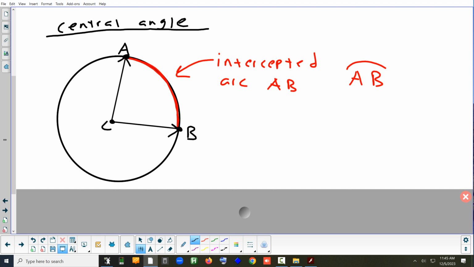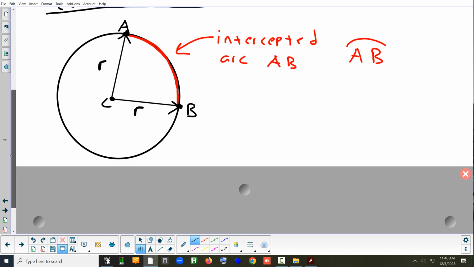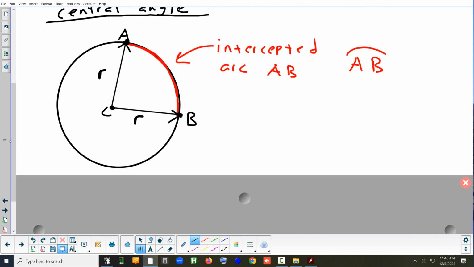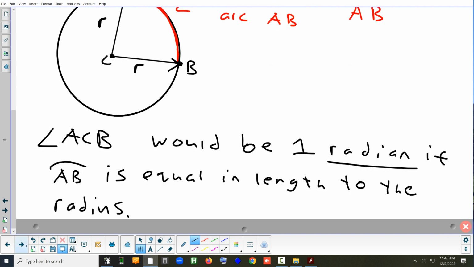The distance from here to here, segment CB, what is that called? Radius. That's the radius. How about distance from A to C? Radius. That's also the radius. Now, arc AB has a length as well. If you took a piece of string and measured the length of arc AB, and then you straightened it out, and it came out to exactly the same size as the radius, then what you would have here is a picture of 1 radian. So 1 radian on a circle looks like when the arc comes out to the exact length of the radius.